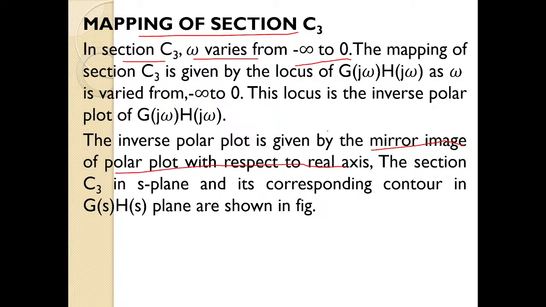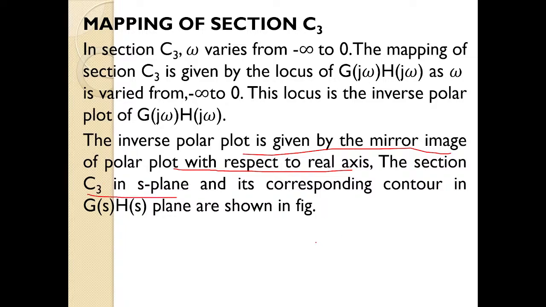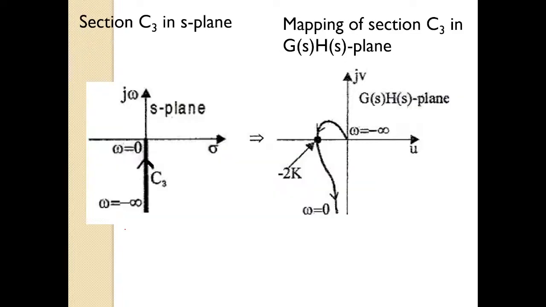So you can see the reverse polar plot is given by the mirror image of the polar plot with respect to the real axis. Since it is just the mirror image of C1, you must draw it just opposite to whatever mapping you have got for C1, with respect to the real axis. So let us see how you have to draw.